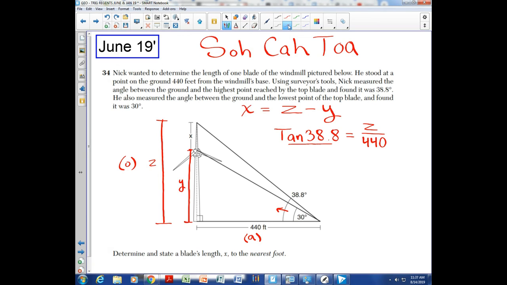I'm going to put the tan of 38.8 over 1, cross multiply, and get z is equal to 440 times tan 38.8. And now I'm going to put that in the calculator. Now, they want the answer to be to the nearest foot.